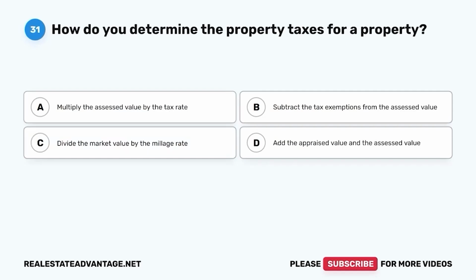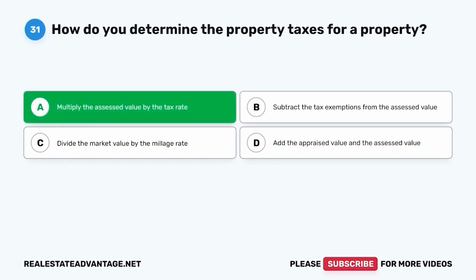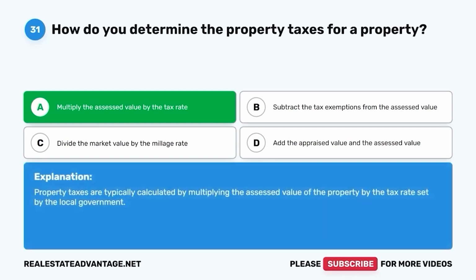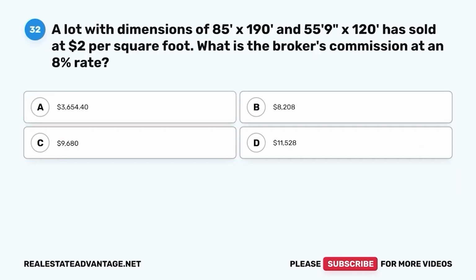Question 31. How do you determine the property taxes for a property? A, multiply the assessed value by the tax rate. B, subtract the tax exemptions from the assessed value. C, divide the market value by the millage rate. D, add the appraised value and the assessed value. The correct answer is A, multiply the assessed value by the tax rate. Property taxes are typically calculated by multiplying the assessed value of the property by the tax rate set by the local government.